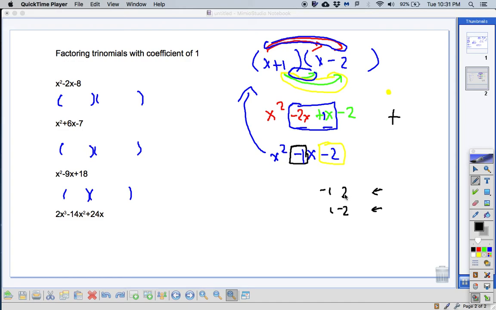Well, if I go negative 1 plus 2, we get positive 1. So this case does not work. So we're going to cross this case out, because even though they multiply to negative 2, they do not add to negative 1.